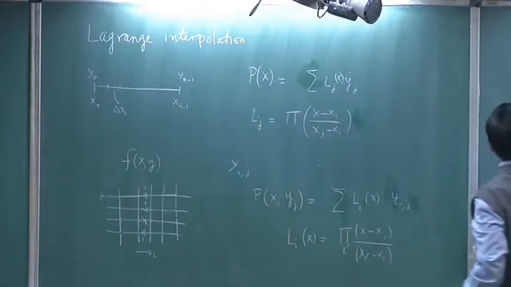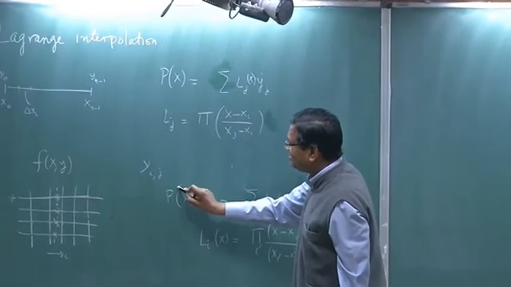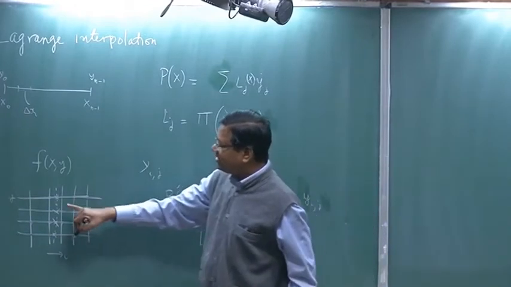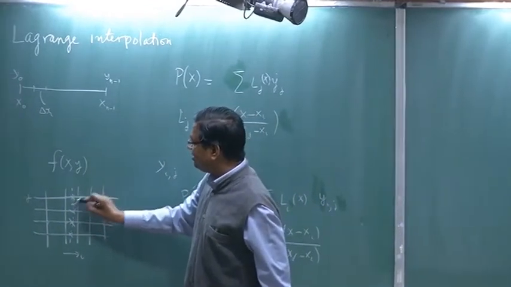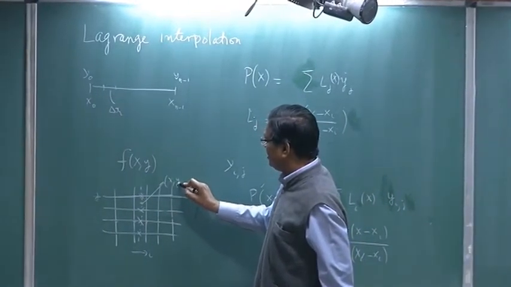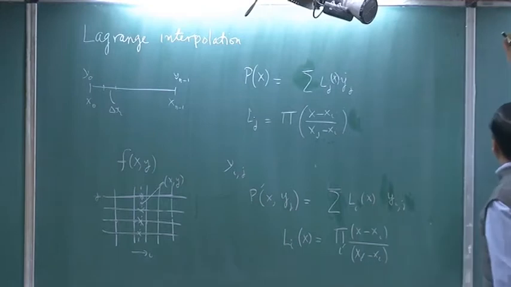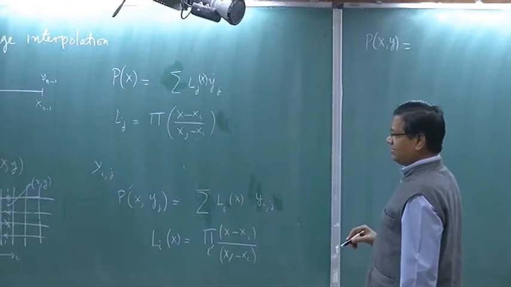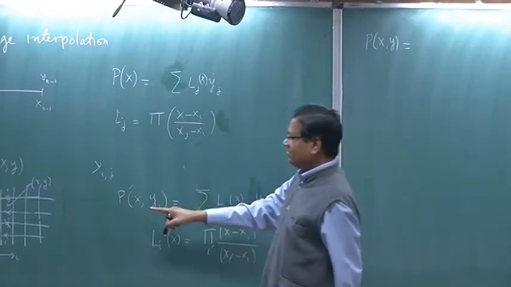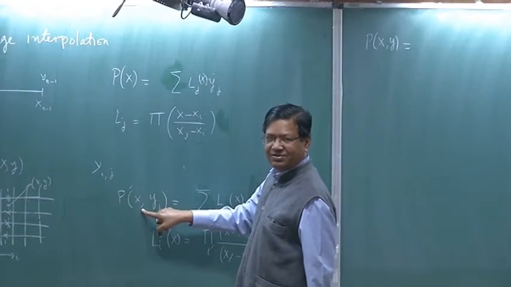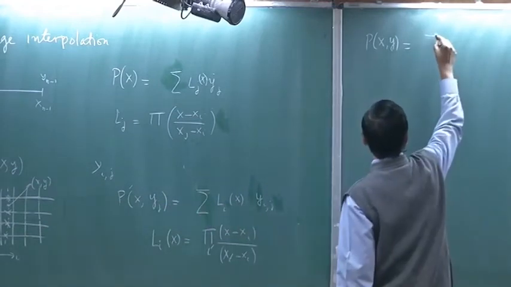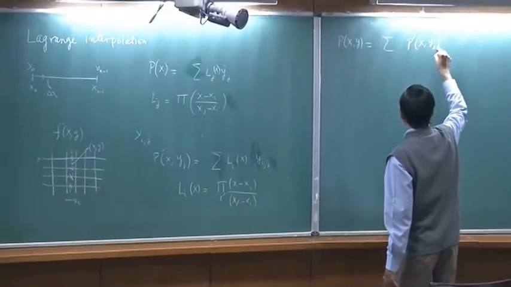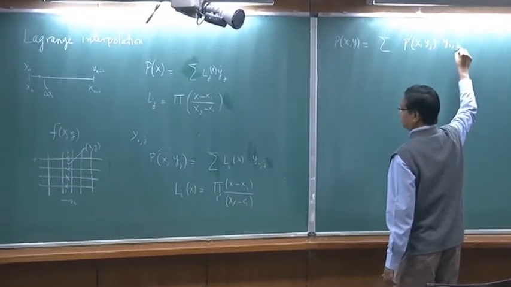So we can call it p prime, this intermediate. It's not the full function I want. I want to be able to interpolate at any point in between. So this is a point x. So p(x,y) will be, now I'll use this function to interpolate, the sum of p prime(x, yj) times y(i,j).